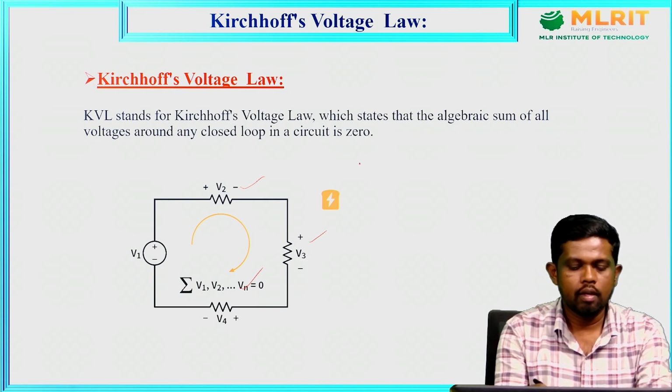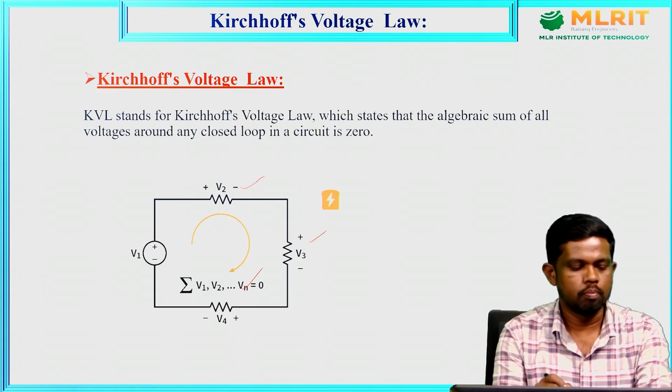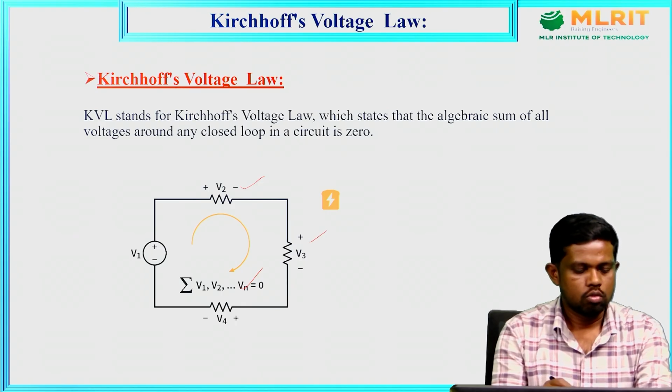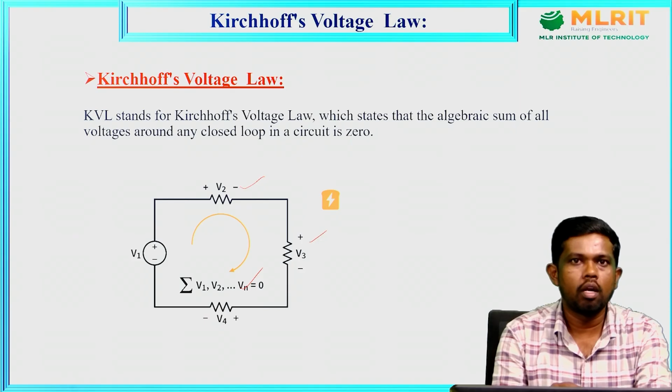In other words, Kirchhoff's voltage law states that in any closed loop, the algebraic sum of the voltages across each and every element must be equal to 0. Another way to define it: in any closed loop, the algebraic sum of the voltage drops is equal to the algebraic sum of the voltage rises. We need to go with the standard statement: in every closed loop, the algebraic sum of the voltage drops across each and every element plus the source voltage should be equal to 0.